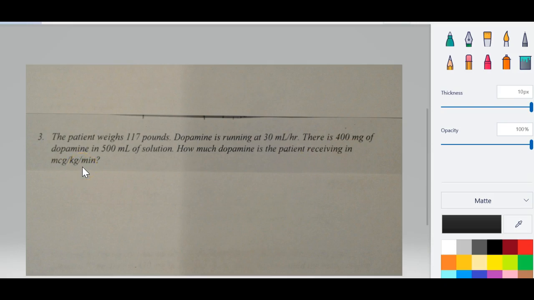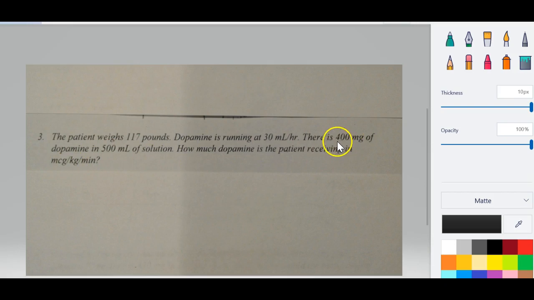So in this, I want you guys to think, first of all, is the weight relevant to this answer or to this equation? And it obviously is because it asks for micrograms per kilogram per minute. So in that instance, we've got to convert our pounds to kilograms right away. And then it's asking us how many micrograms per kilogram.